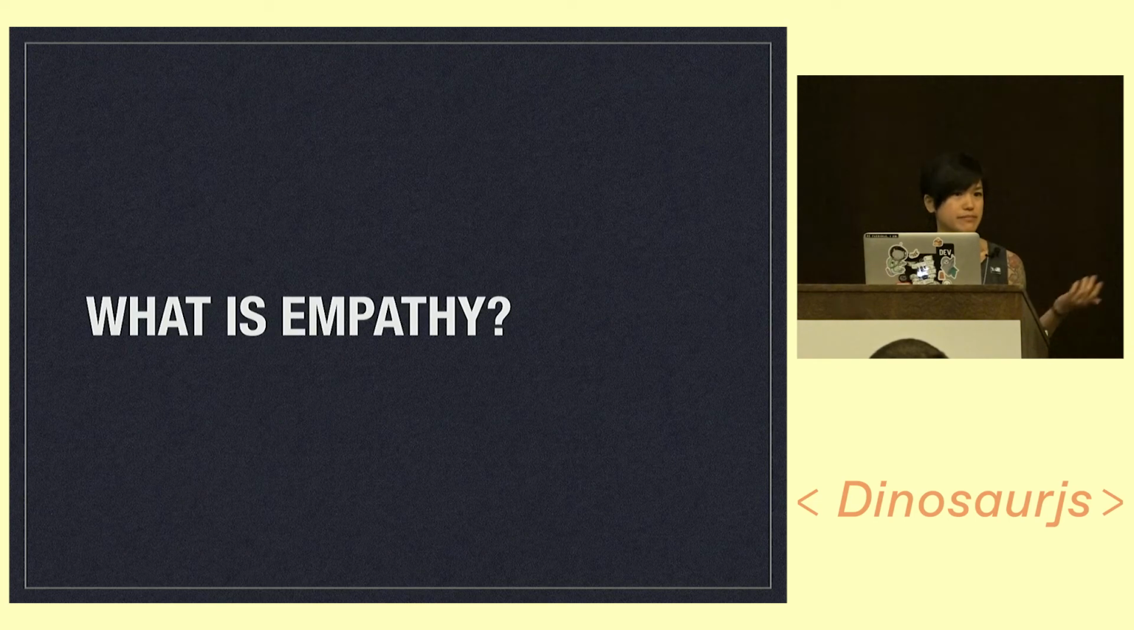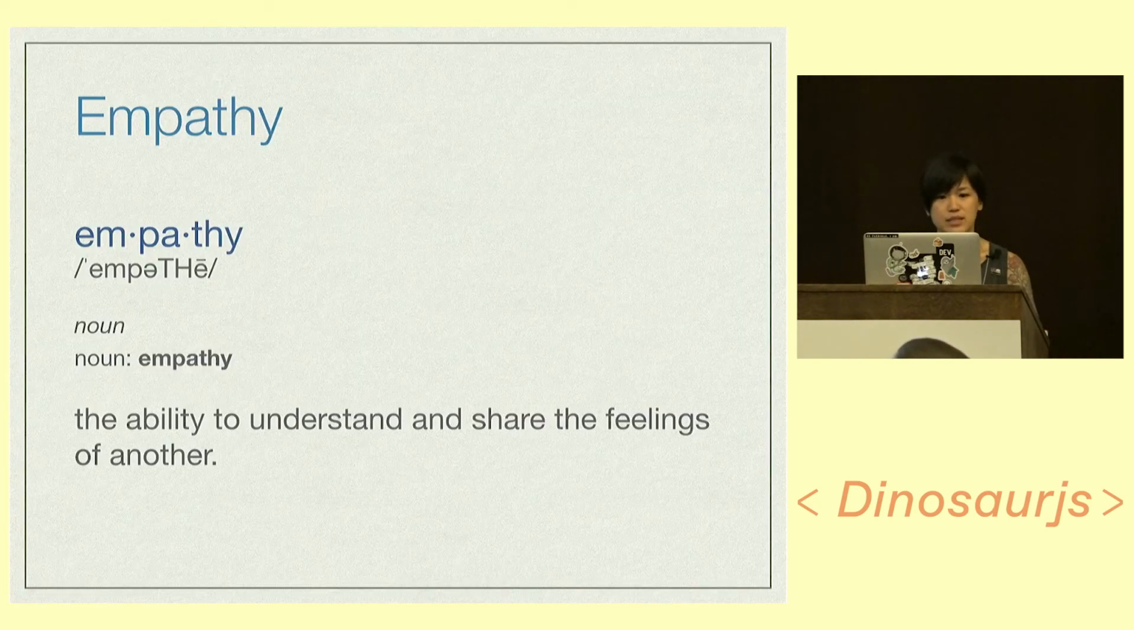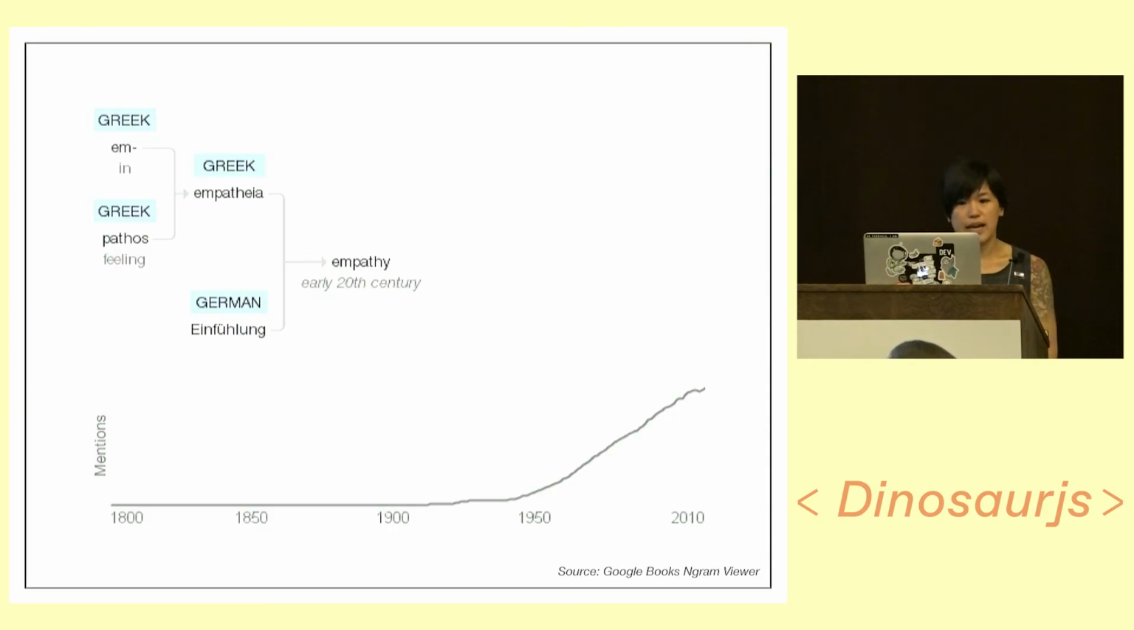All right, so moving on, what is empathy? Google tells me that empathy is the ability to understand and share the feelings of another. And we can see that empathy comes from the Greek words en, which means in, and pathos, which is feeling. So it means to be in feeling. And we can see in this graph below that the usage of the word empathy has gone up over the years. And I pulled this from Google Books, the Ngram viewer. So empathy is trendy. Design systems are trendy. Let's put them together.